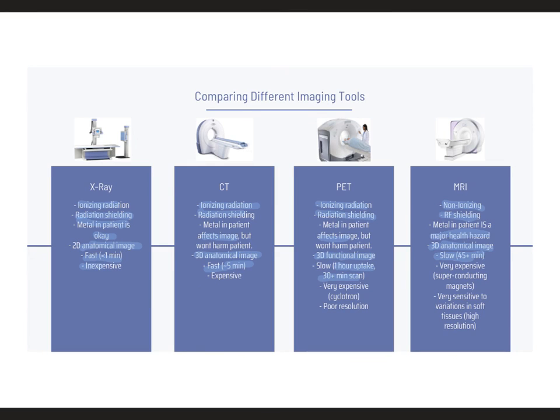X-rays are the cheapest of all of them. And then we have CT, which is pretty expensive. PET scan is super expensive because of the cyclotron that's used in the instrument. And we have MRIs, which are also very expensive, because of the superconducting magnets. In the PET scan, there's poor resolution, but MRI, because it's very sensitive to variations in soft tissue, has high resolution.